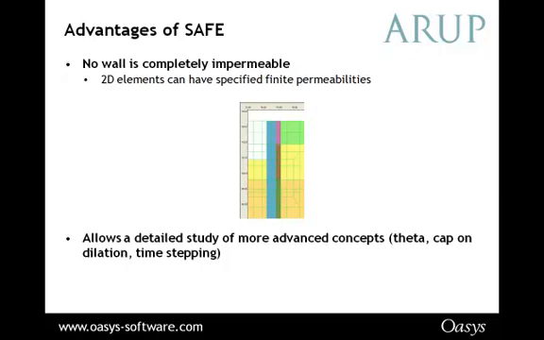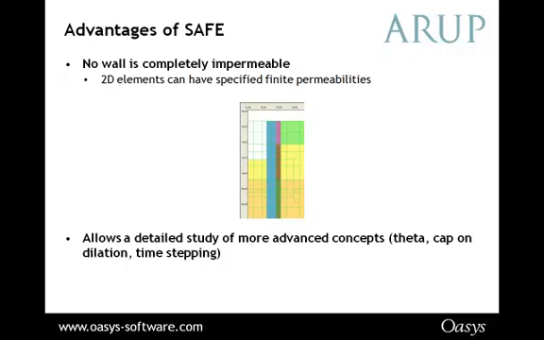Now, I've mentioned this a few times, but SAFE uses 2D or solid elements, where you can specify permeability. And I think you'll probably be aware that no wall is completely impermeable. So SAFE models the actual problem much more closely than a FE program which might use beam or 1D elements. It also allowed for a much more detailed study of more advanced concepts. So we could look at theta, we could look at the cap dilation, we could look at time stepping, and we found SAFE used an iterative method to solve coupled consolidation analysis.